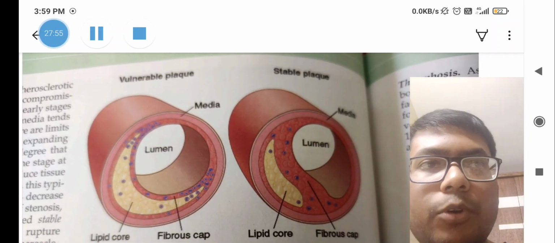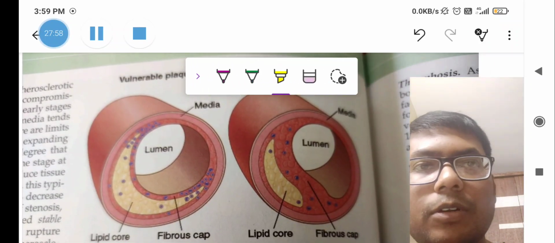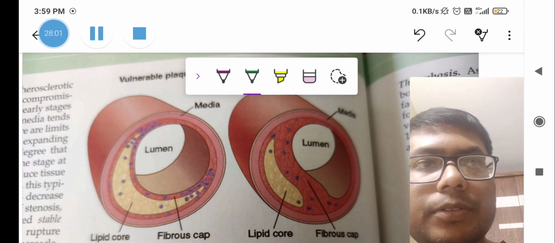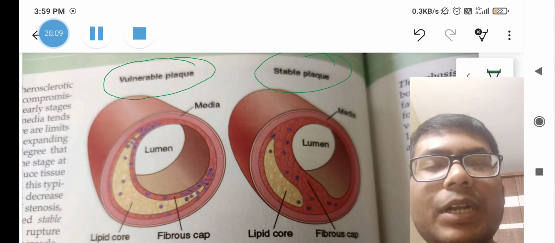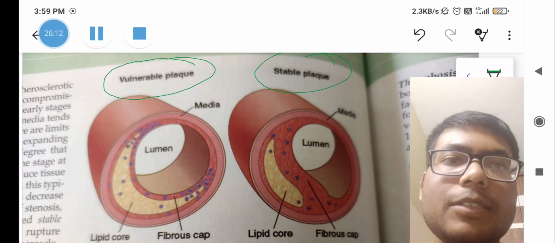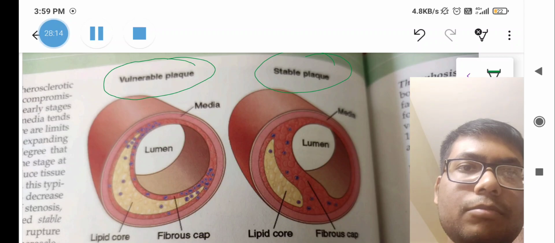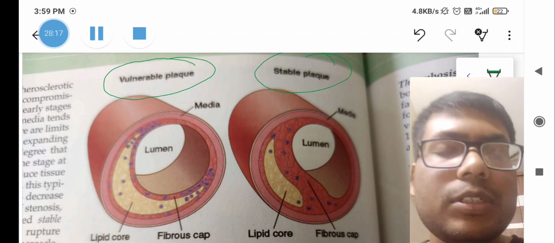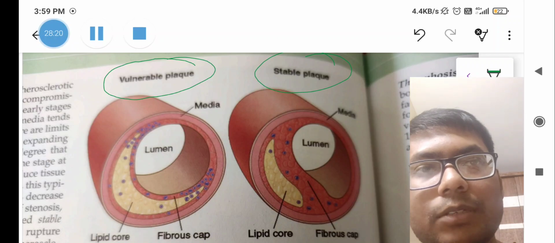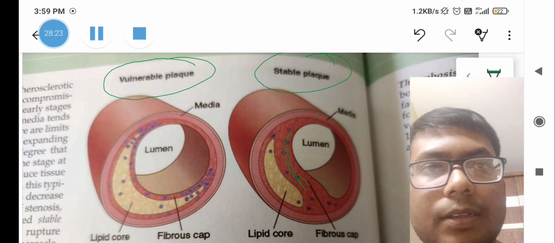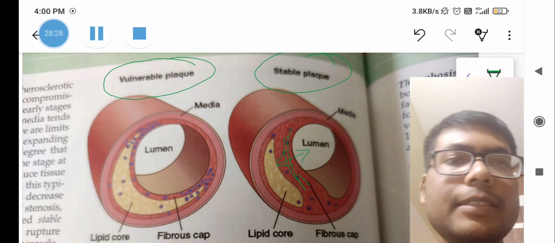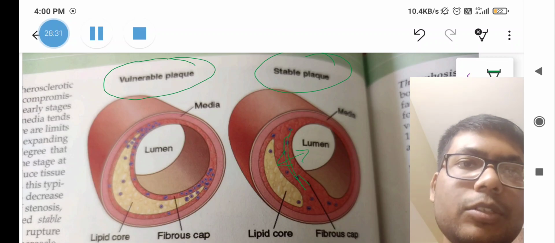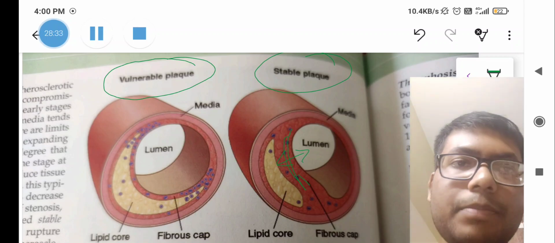And this is a very important concept, that is called the type of plaques. One is the vulnerable type, one is the stable type. What is called the stable type? Stable type of plaque is where there is a more thickened cap present, because when the cap is more thick, then there is less chance of rupture of the atherosclerotic plaque.